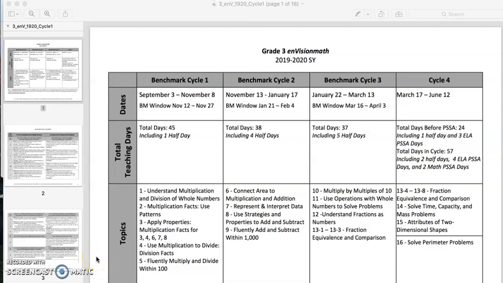Over the course of the next 6 minutes, I'm going to talk you through some of the key features of the Grade 3 Envision Math Scope and Sequence for the 2019-20 school year. This document looks very similar to past years, but we have added a lot more detail and done a little bit of restructuring that we hope will make it more helpful and informative than in the past.